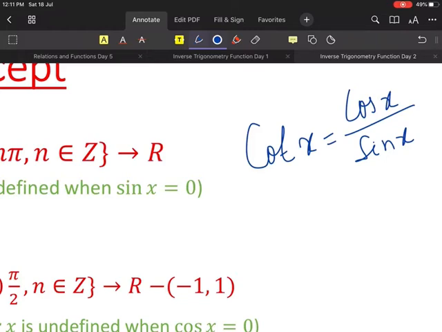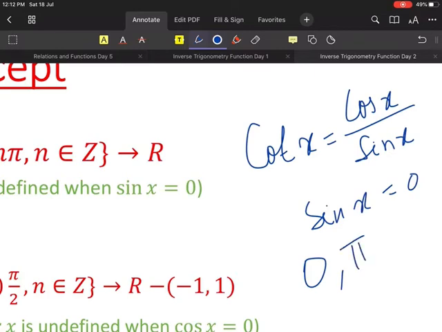Yes or no? So when does cot x become undefined? When sin x is 0, very good. Now my question will be, for what values of x is sin x 0? Let's see, one by one you tell me. When x is 0, very good.